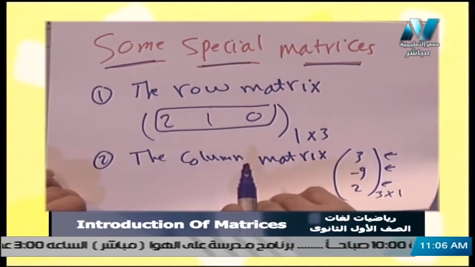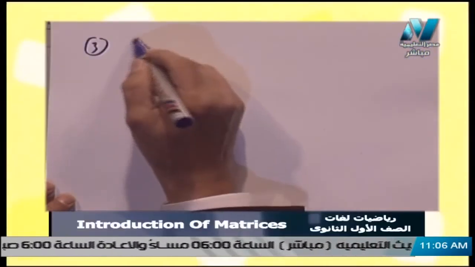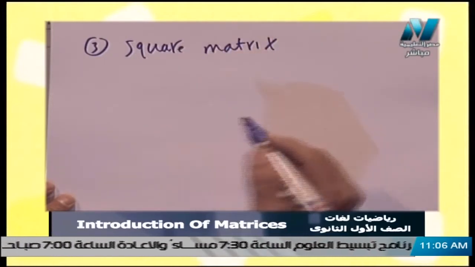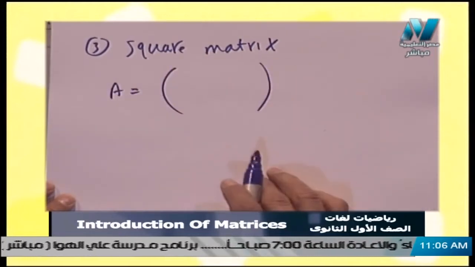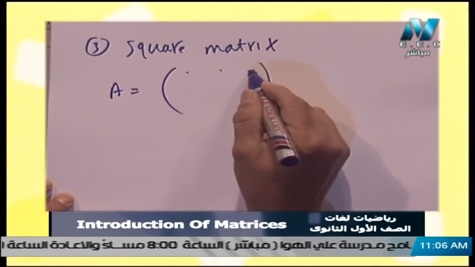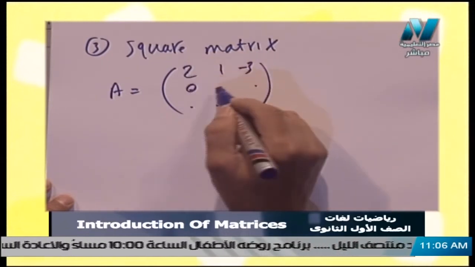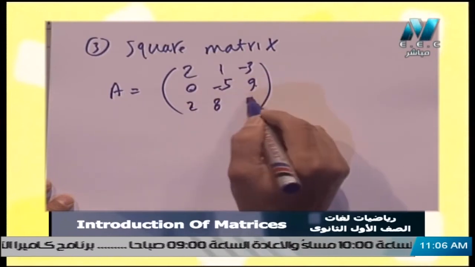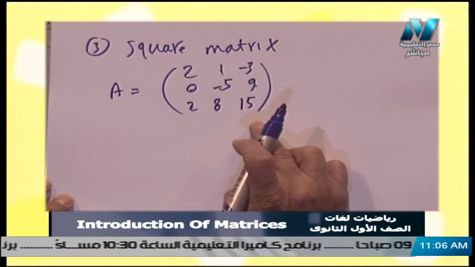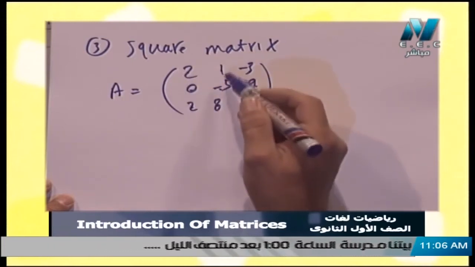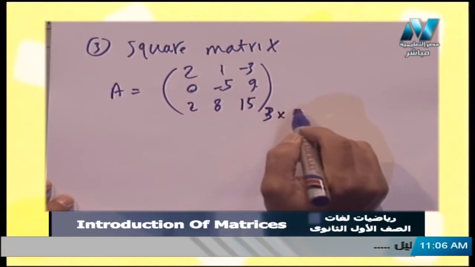Another, some properties of matrices. Okay. Number 3, square matrix. Square matrix, as its name, as the square. If I have a matrix like that, so the number of rows here will be the number of columns. Say 2, 1, negative 3, 0, negative 5, 9, 2, 8, 15. So it's a square matrix. Why is it a square matrix? Because the number of rows equals the number of columns, so it's 3 by 3 order.